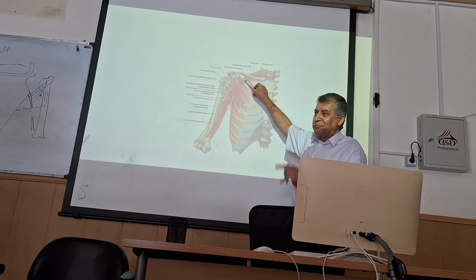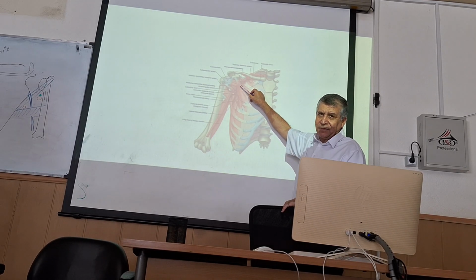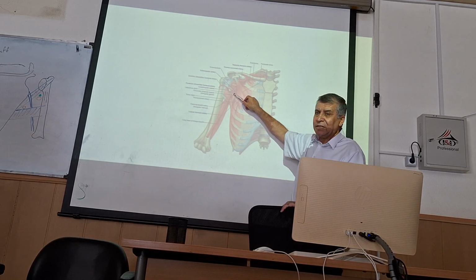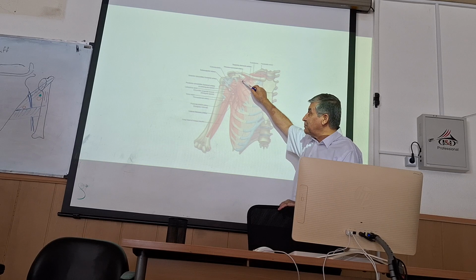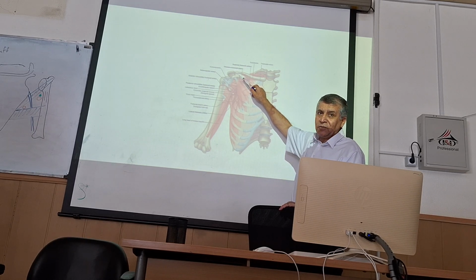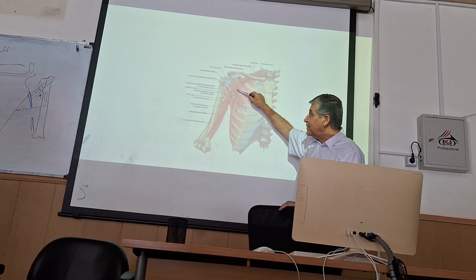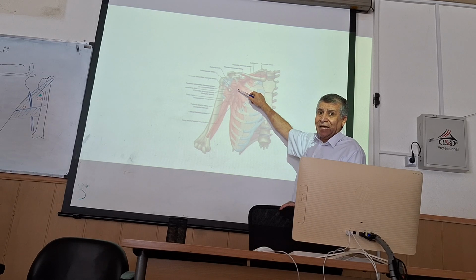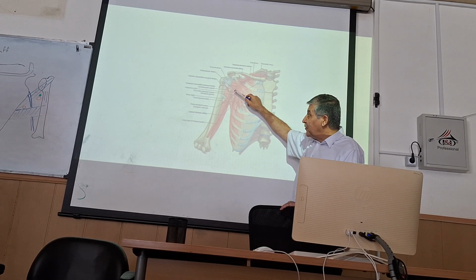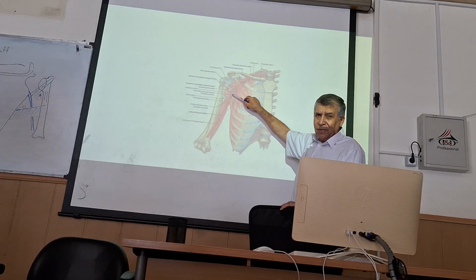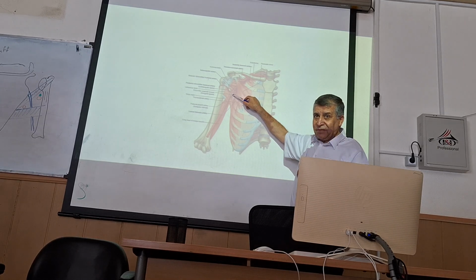The first part has one branch, the second part has two branches, and the third part has three branches. First part: superior thoracic. Second part: lateral thoracic and thoracoacromial. Third part has no thoracic.